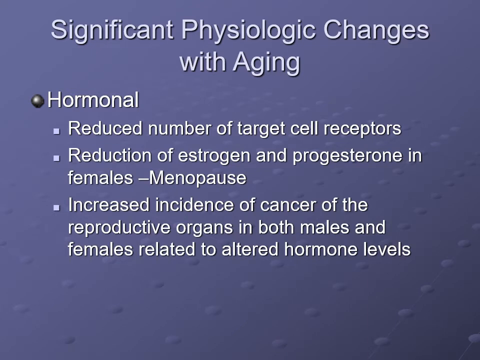Significant physiological changes with aging. There's hormonal changes. You have a reduced number of target cells and receptors, and this happens with diabetes type 2. There's reduction of estrogen and progesterone in females during menopause, and this is caused by the ovaries' inability to respond to FSH and LH. Cancer of the reproductive organs is more common in both males and females in later years and is usually related to altered hormone levels. So frequent examination is really important.